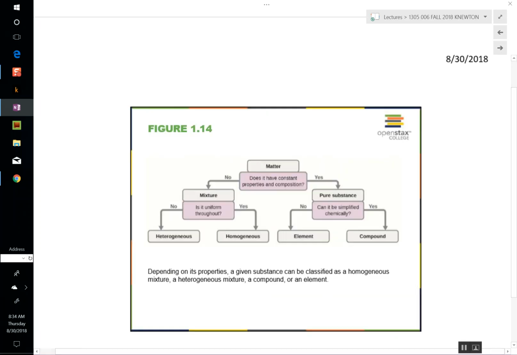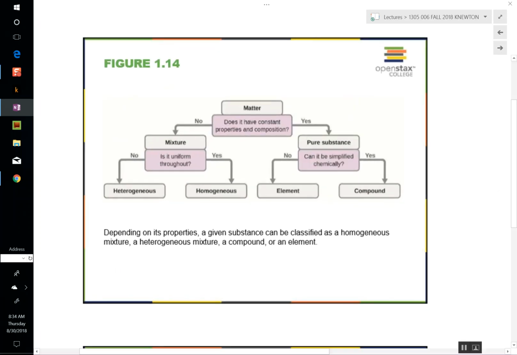All right, so let's look at classifying matter a little bit. We start out with everything that has mass or occupies space, all of matter. Does it have constant properties and composition? Yes, then it's a pure substance. No, then it's a mixture.